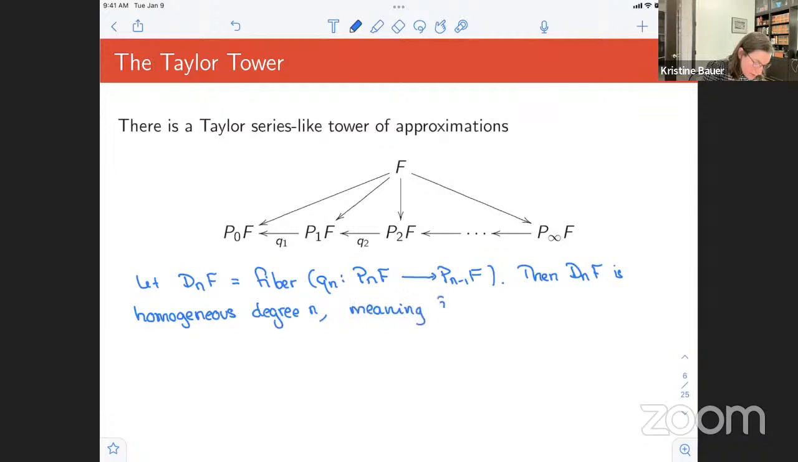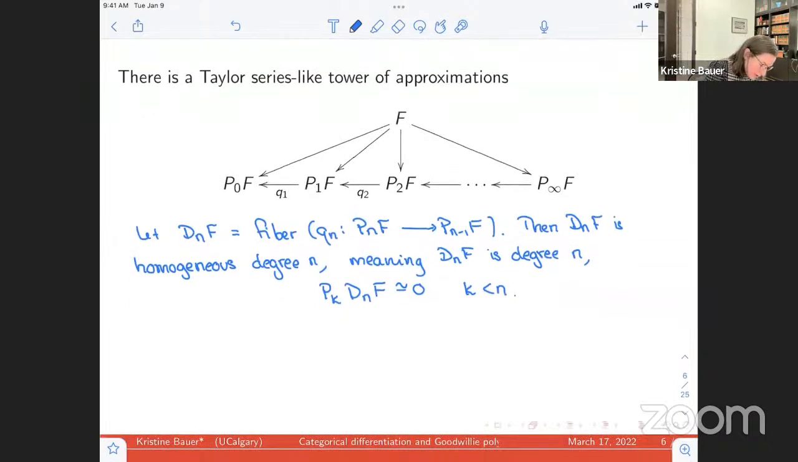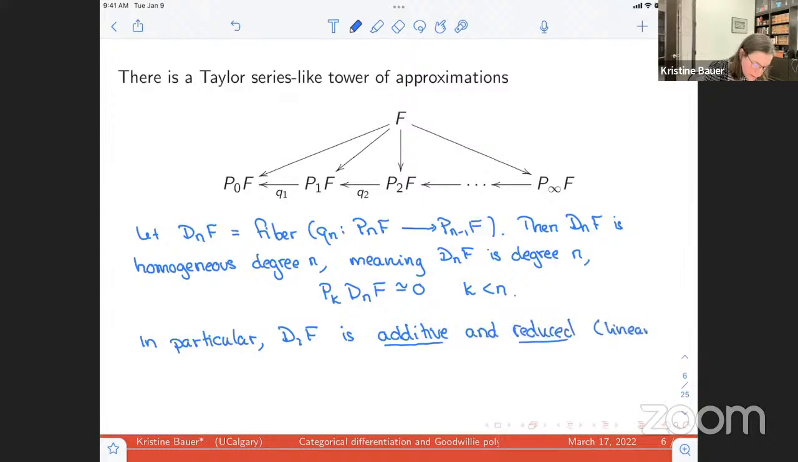Meaning that, first of all, it's degree n. And secondly, DNF itself has no lower degree polynomial parts. In other words, the kth polynomial approximation of DNF is acyclic when k is smaller than n. I will particularly want to look at D1F. D1 has the property that it is both additive and reduced. Functors which are both additive and reduced, I'll call linear.